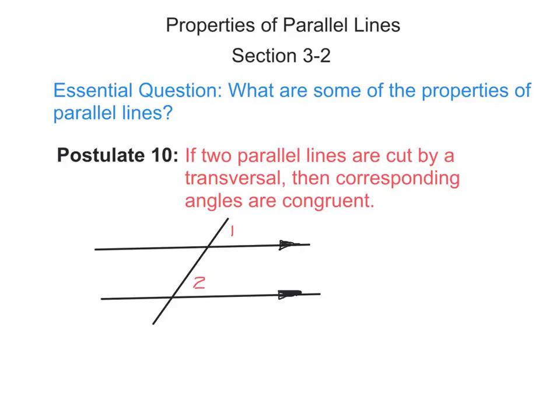Say I've got two lines that are parallel, cut by a transversal, creating angles 1 and 2. Angles 1 and 2 are obviously corresponding angles. So what this postulate is saying is that if angles 1 and 2 are corresponding angles, which they are, then angle 1 is congruent to angle 2. Now the same would be true for all corresponding angles. There's obviously 1, 2, 3, 4 pairs of corresponding angles, and they would all be congruent.